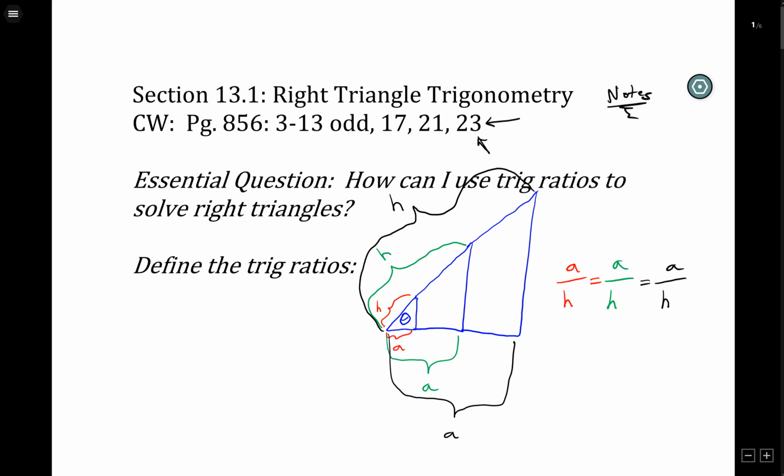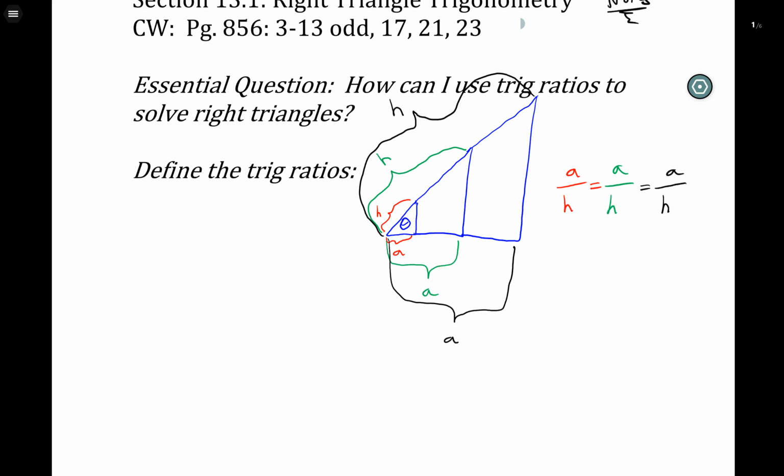So let's talk about our essential question. We are asking, how can I use trig ratios to solve right triangles? So first of all, we need to define trigonometry. This is something that you've seen before, but not since geometry.